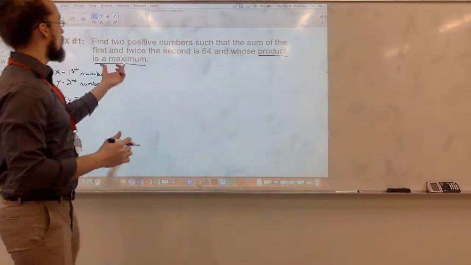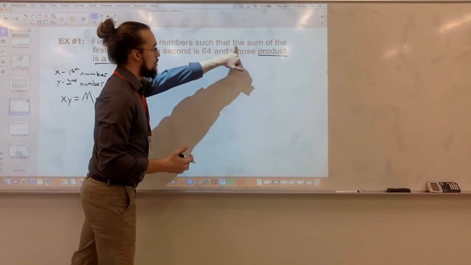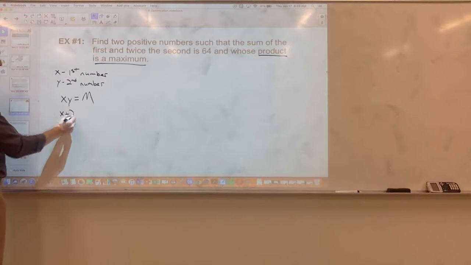Well, we're given a little more information here. We're told that these numbers, the sum of the first and twice the second, is 64. How can I turn that into an equation? Yeah, x plus 2y equals 64.